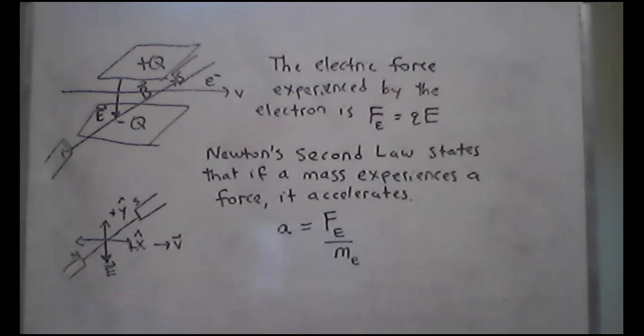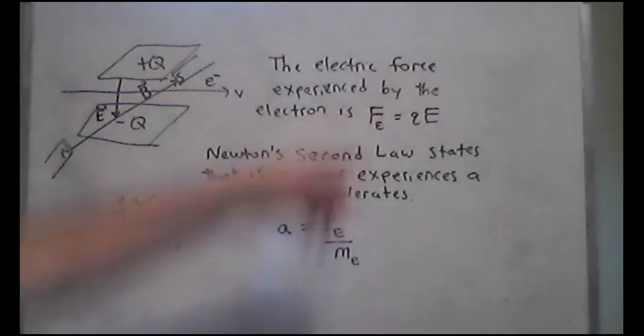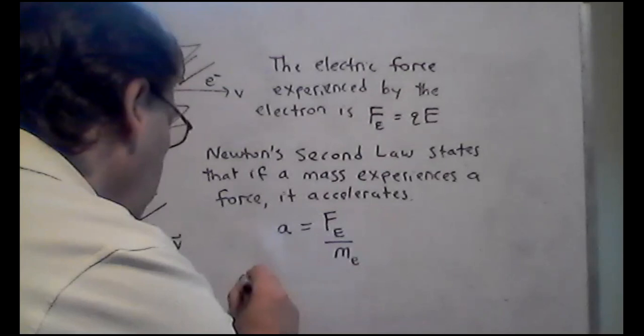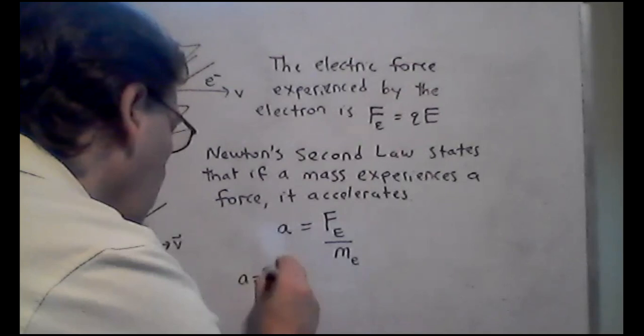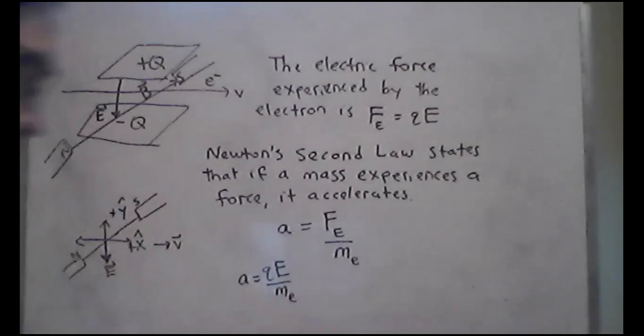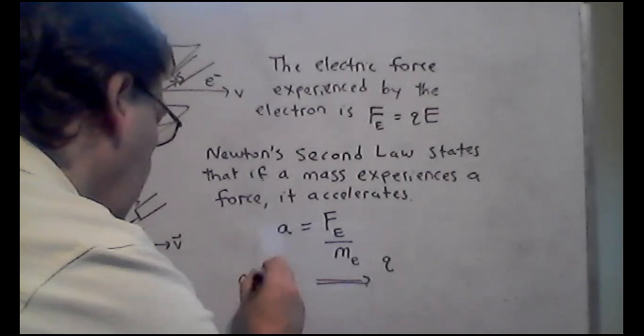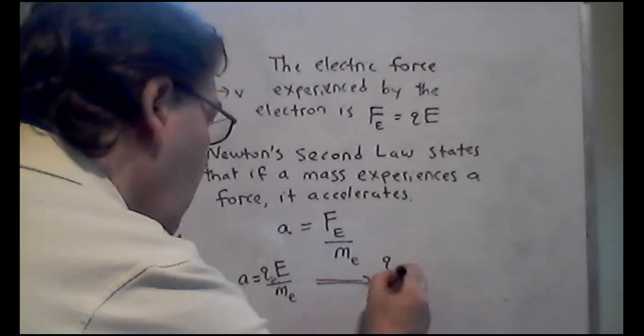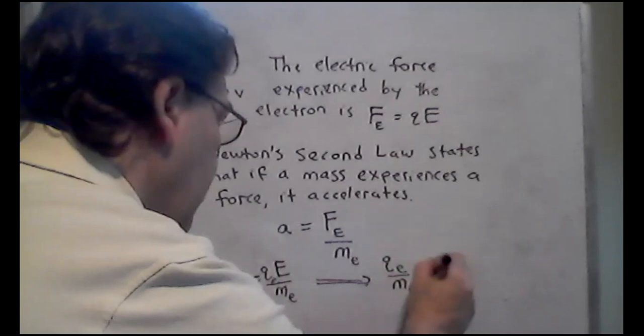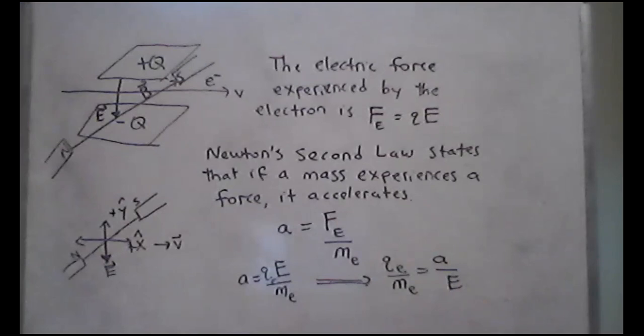So what I can actually now do is say, well, let's substitute for the electric force from up here. So I can say that this is equal to acceleration. Instead of F sub E, I can write QE. Acceleration is QE over M sub E. All right? And I can write the charge mass ratio simply as Q sub E, charge of the electron. Charge mass ratio, Q sub E over the mass, M sub E, is the acceleration divided by the electric field magnitude.